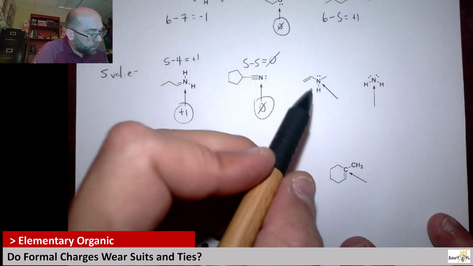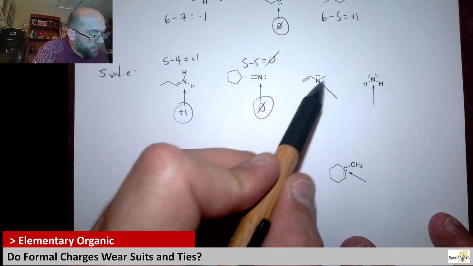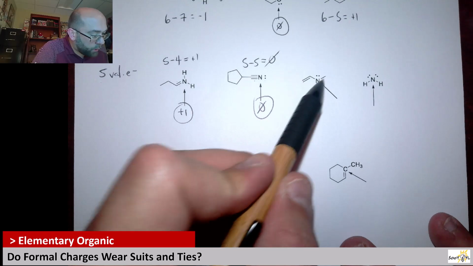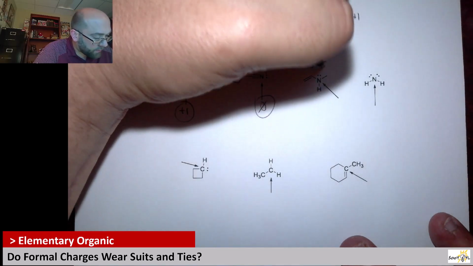All right, next up, what do we have here? Nitrogen. We've got 3 single bonds and a lone pair. So it's 1, 2, 3, 4, 5. So this would also be 5 minus 5, or 0.